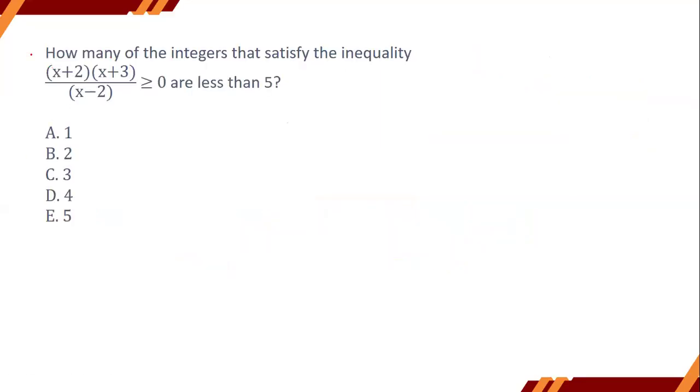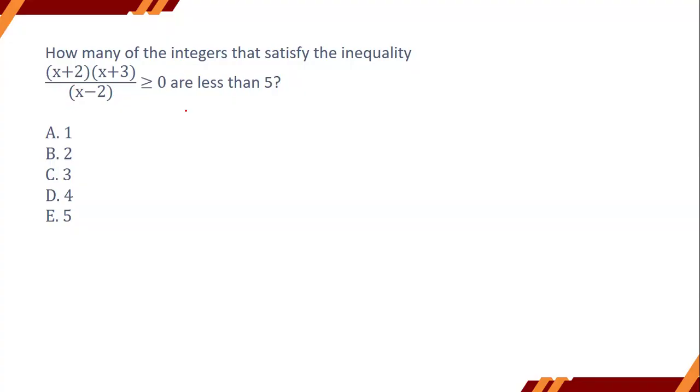All right. Now let's do the question based on the same. Here, how many of the integers that satisfy the inequality (x + 2)(x + 3)/(x − 2) ≥ 0 are less than 5? So the question is basically asking the number of integers which satisfy this inequality and which are less than 5.